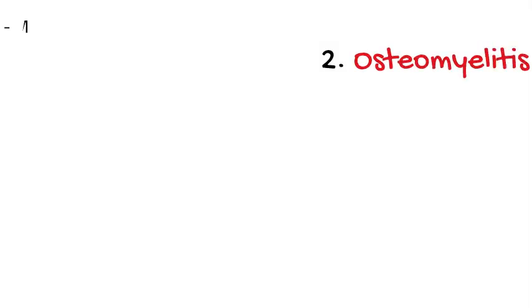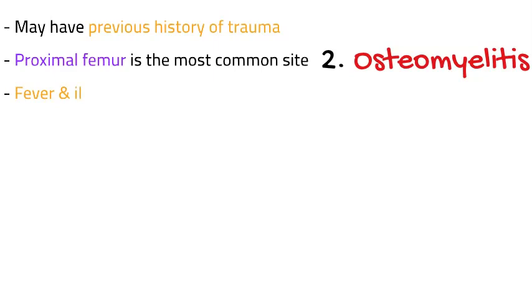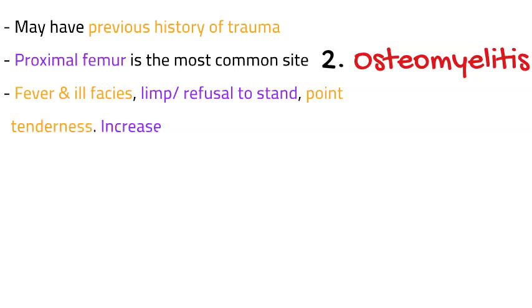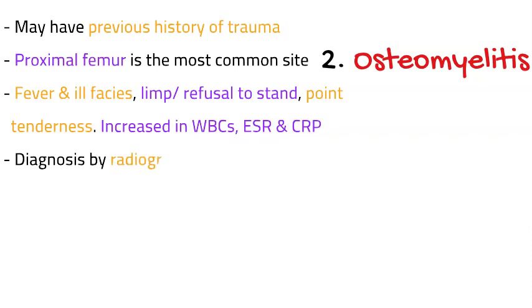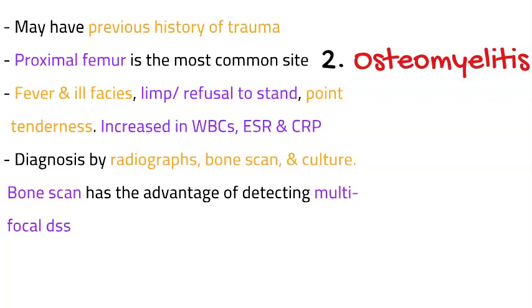Number 2, osteomyelitis. Patient may have previous history of trauma. The proximal femur is the most common site. Patient will present with fever, limping or refusal to stand, and there is point tenderness. There will be an increase in the white blood cell count, ESR, and C-reactive protein. The diagnosis is by radiograph, bone scan, and culture.